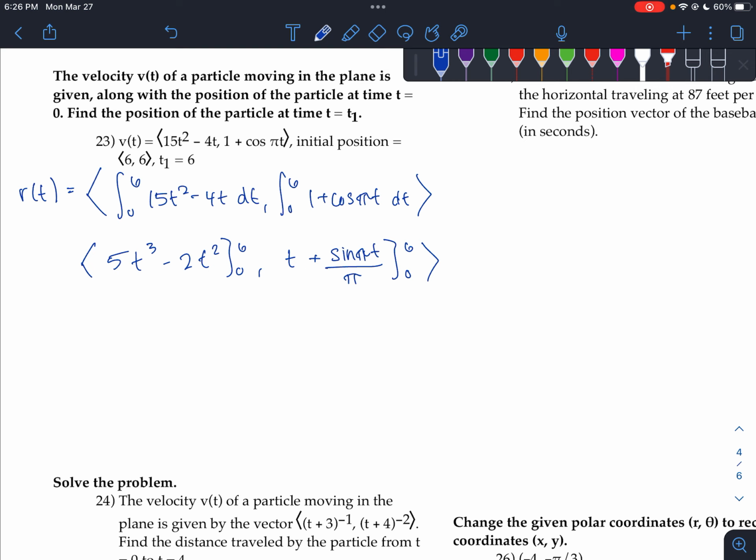All right, and then r of t is going to be equal to, if we plug those in, 0, 6. If we plug in 6, that's going to be huge. So let's go ahead. Sorry, I have my calculator here. You're going to want to plug in 6 here. So 6 cubed times 5, that's going to be 1080.